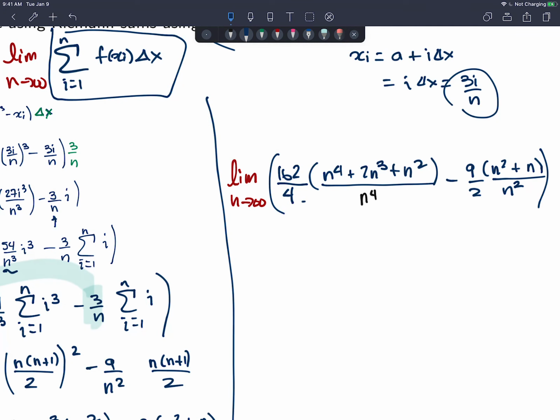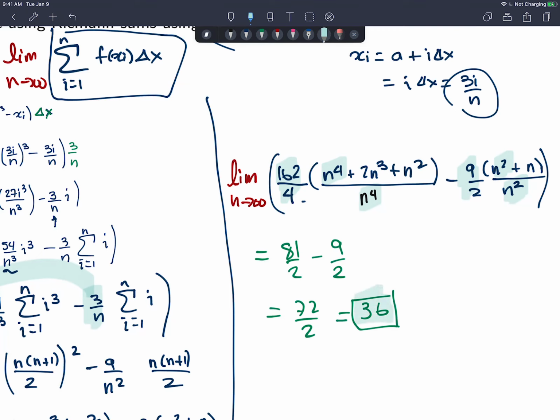And if you remember again from Calc 1, if these have the same power, it's going to be the ratio of the leading coefficients, but I have it factored, so it's just going to be this number over here. And over here it's the same. They have the same power, so this limit is 1. So just this number over here, 9/2. So my answer for this is just 81/2 minus 9/2, which is 72/2, which simplifies nicely to 36. Okay, so that's our answer for this problem. A nice 36.